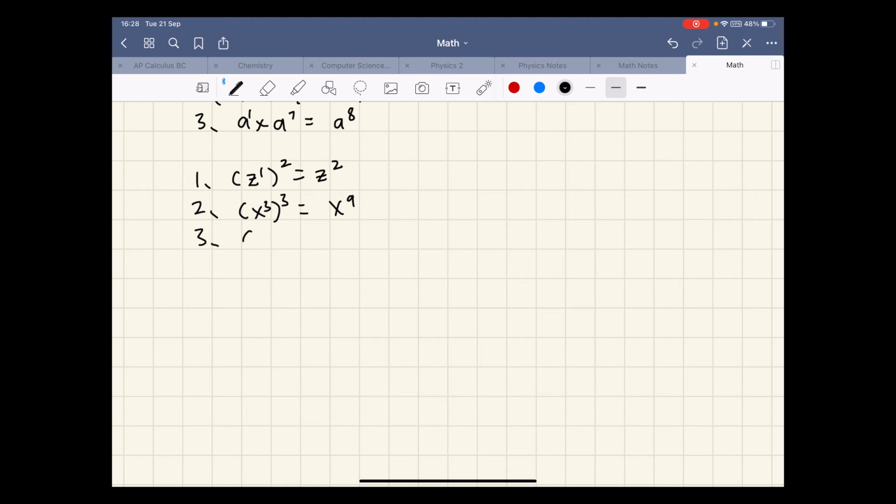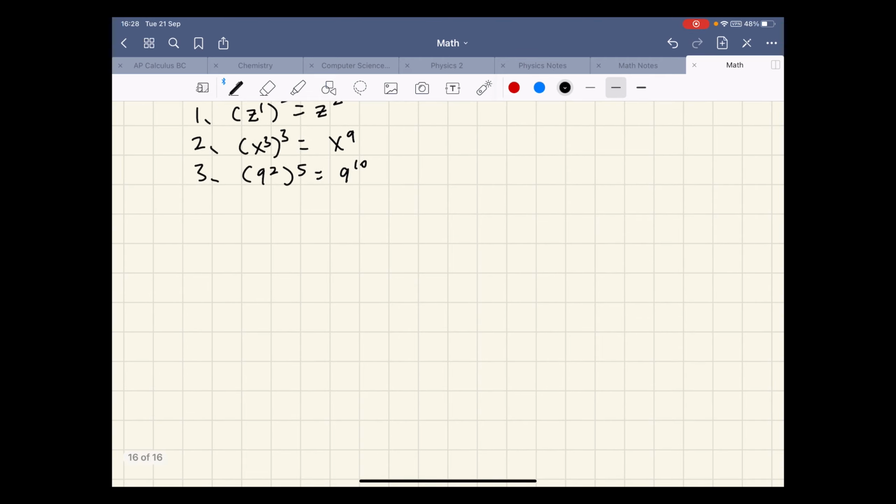Third question, 9 to the power of 2, to the power of 5. This one, 2 times 5, and you get 9 to the power of 10. Okay, now let's do some division problems.